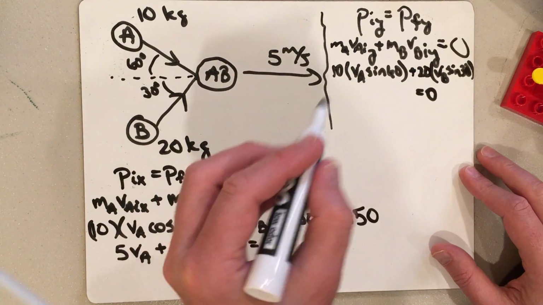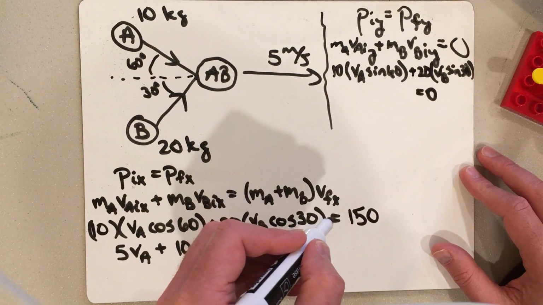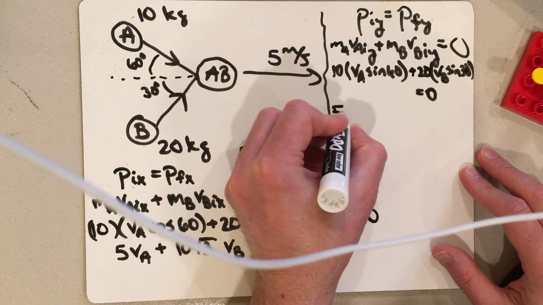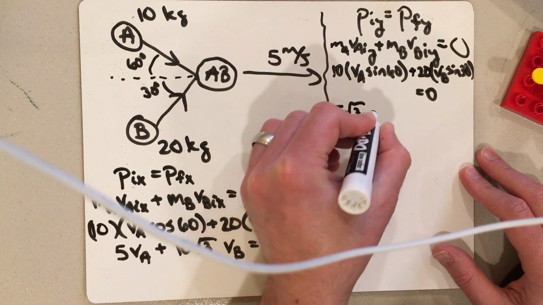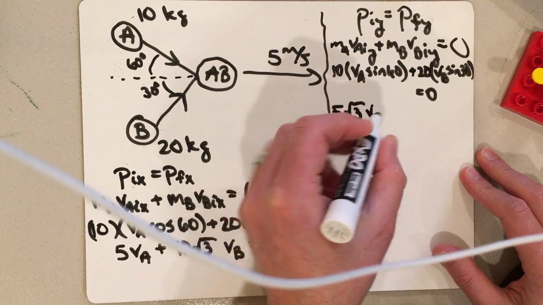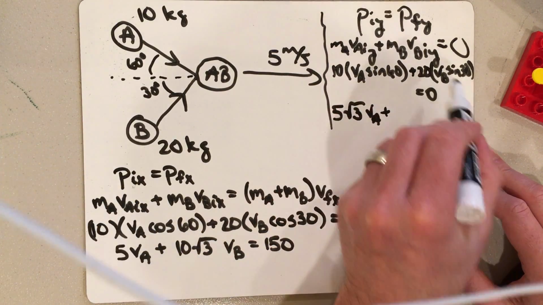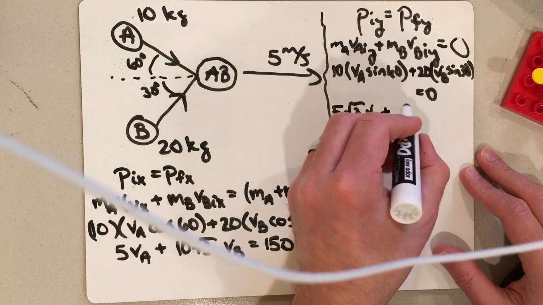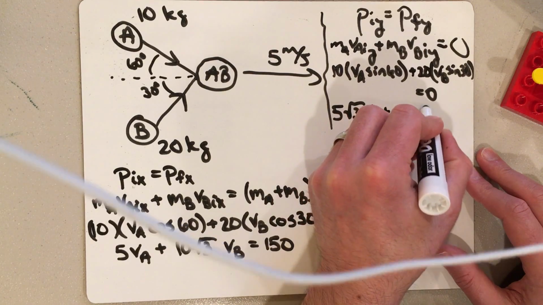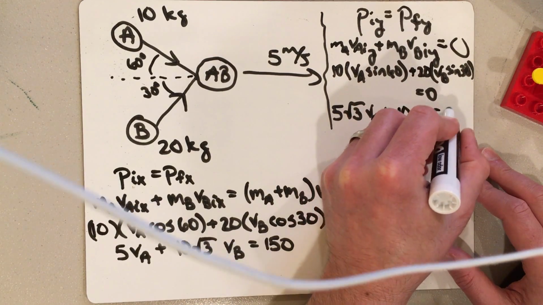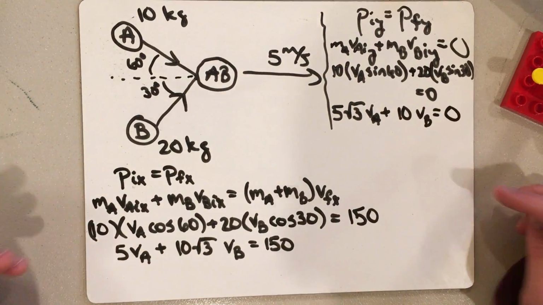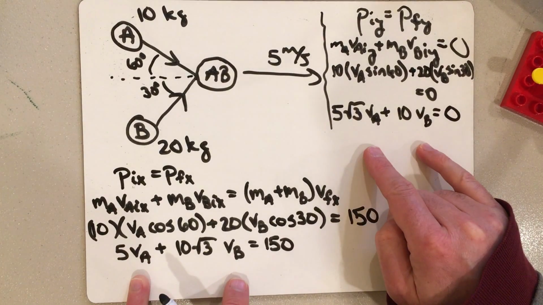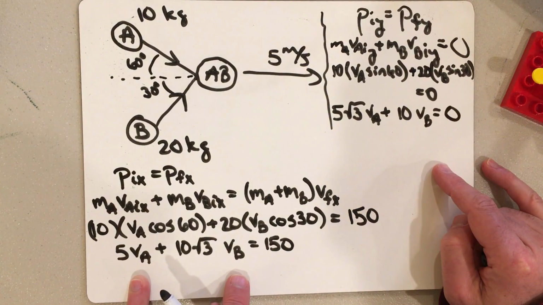Ten times the sine of 60. Sine of 60 is root 3 over 2. So this is going to become 5 times root 3 VA, plus sine of 30 is 1/2, so this is just going to become 10 VB equals 0. And what I have here are two equations with two unknowns.